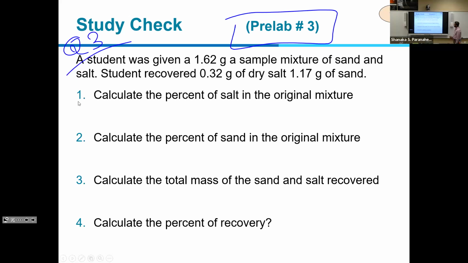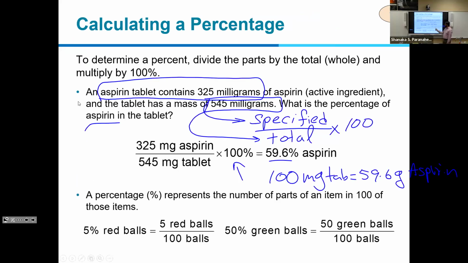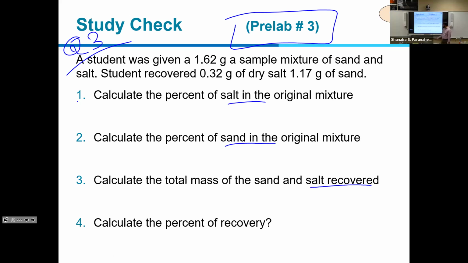You're going to calculate the percent of salt in the original mixture, percent of sand, the mass of recovered, and percent of recovered. I'll give you a couple of minutes to find this answer. If you don't have a calculator, use your phone.